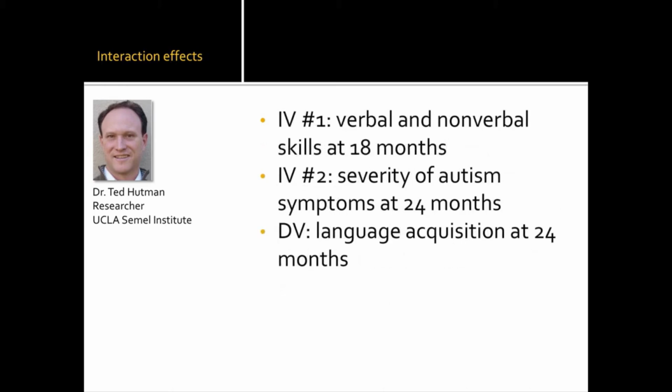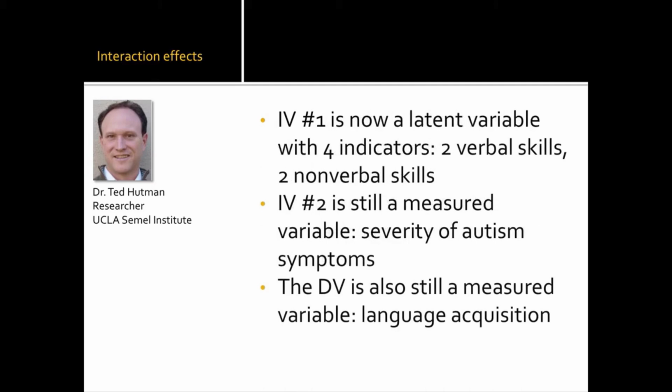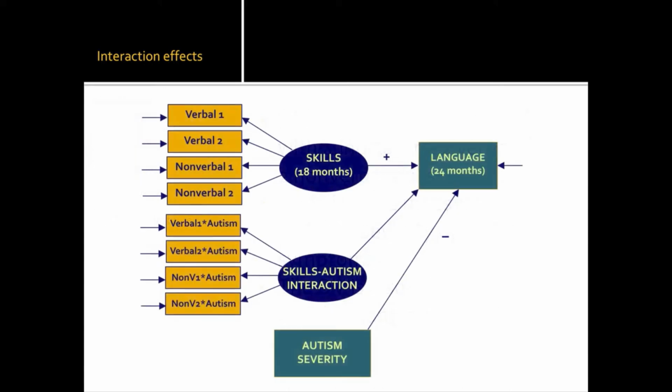So there's various ways we could set this up, but this is what we actually did in real life, so this is what I'm showing you. Again, verbal and nonverbal skills is the first IV now, instead of just verbal skills. We had 4 indicators there, 2 forms of measurement of nonverbal and 2 forms of measurement of verbal skills. Those then composed a skills latent variable with 4 total indicators. The second independent variable was still a measured variable. We only had 1 assessment of severity, so we left that as a measured variable. And then the DV was also measured in the same sense.